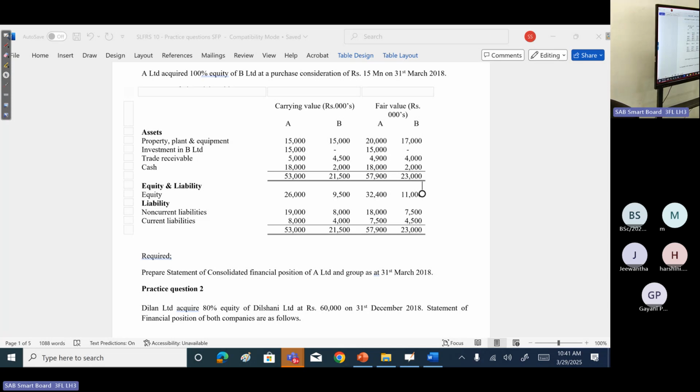Then now you are given carrying values as well as fair values.